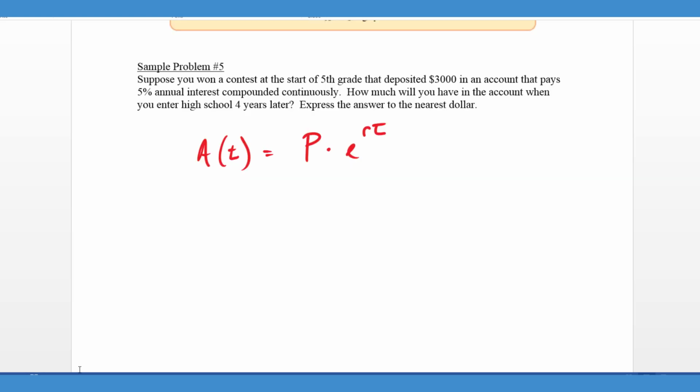Okay, if we look at the problem here, we see that we have a beginning balance of $3,000, and so I'm just going to plug this into the formula. Our principal balance is $3,000. We have a base E. We're raising it to the r, the rate of 0.05, times the number of years, and it's asking us to do 4 years later. So that is my calculation that I need to put into my calculator. The problem asks us to round to the nearest dollar, so we would simply say $3,664. And that's a pretty good straightforward problem to learn continuous compounding.